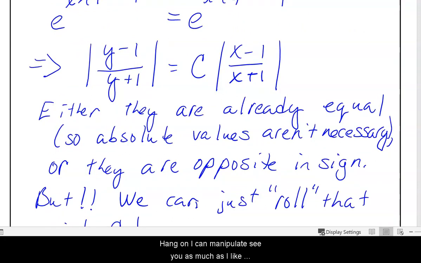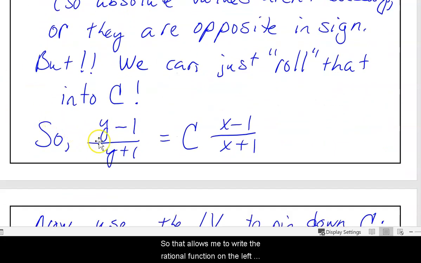But hang on, I can manipulate C as much as I like, which means if they're equal, I can just drop the absolute values. And if they're opposite in sign, well, I can just roll that negative into that C. So the next C will not be this C necessarily, but it'll either be the same or the opposite. So that allows me to write the rational function on the left equal to the rational function on the right times a new constant C, where that negative that might be there is rolled into it.